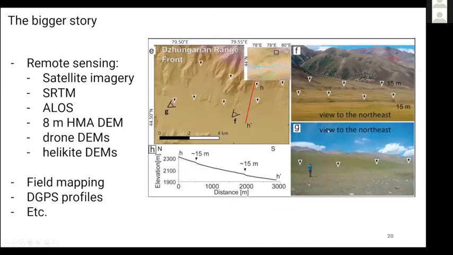And here's just another fault scarp in the Jungarian Alatau. Again, we have these beautiful elevation models. And we can see one fault scarp here and another one up there. And here you see them in the field, both of them about 15 meters high. And here we can see a profile along these fault scarps and measure precisely the offset.